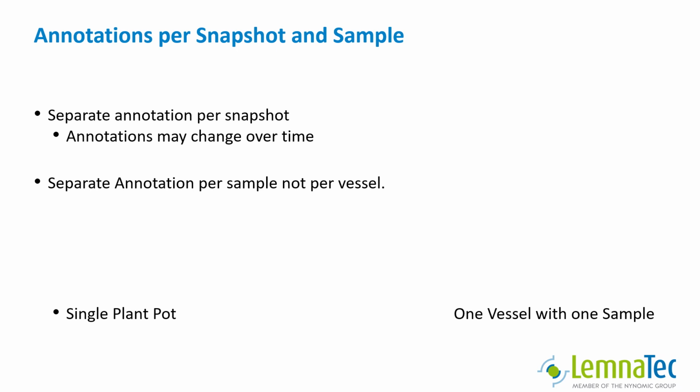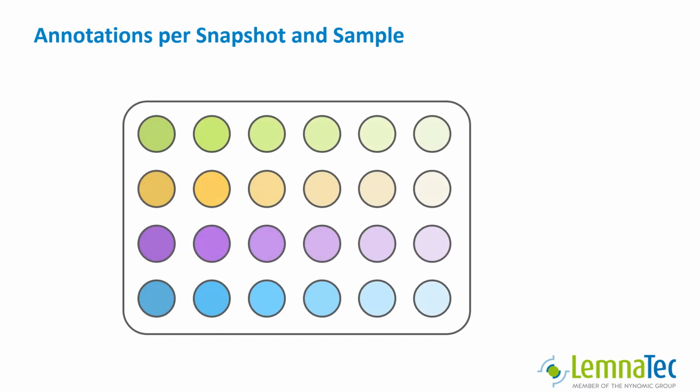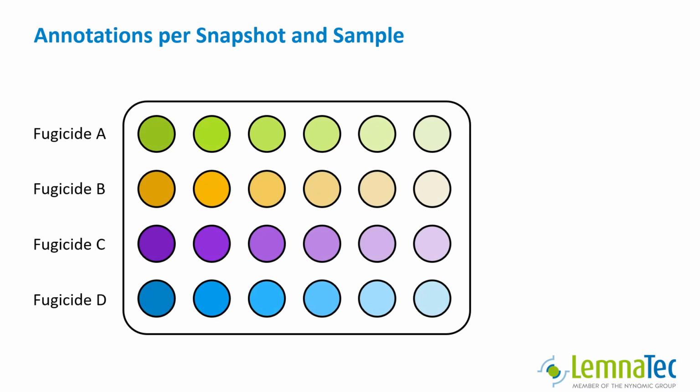However, if you're working with multi-well plates or plant trays, then a single vessel contains multiple samples, and each of them may have different annotations. For example, you may run an experiment with different fungicides in each row of a multi-well plate and with different concentrations in each column.